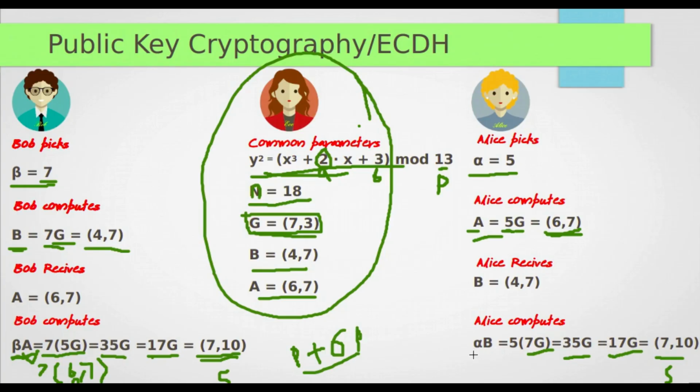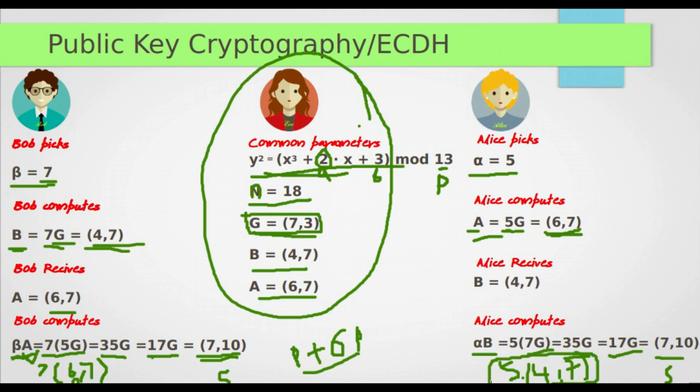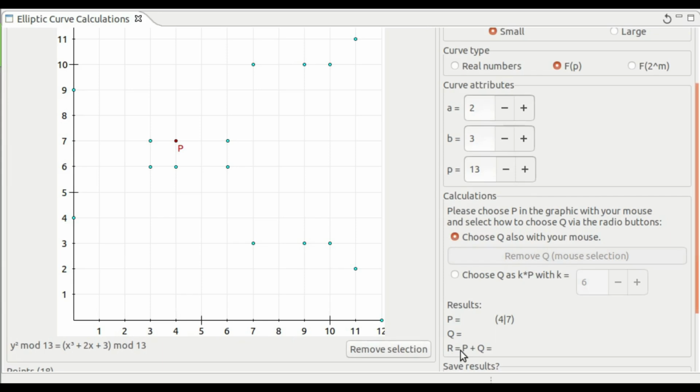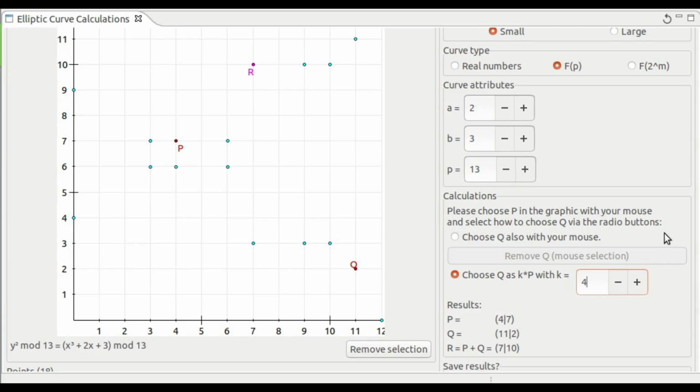Similarly, Alice will compute the shared secret by multiplying her private key with Bob's public key. What is Bob's public key? 4 comma 7. 5 into 4 comma 7. Let's consider it as P. P is 4 comma 7. To find 5P, we have to add this P to 4P, so we need to select Q as 4P. The result is 7 comma 10. It means both Alice and Bob compute the same value, 7 comma 10. Let's see group operations.